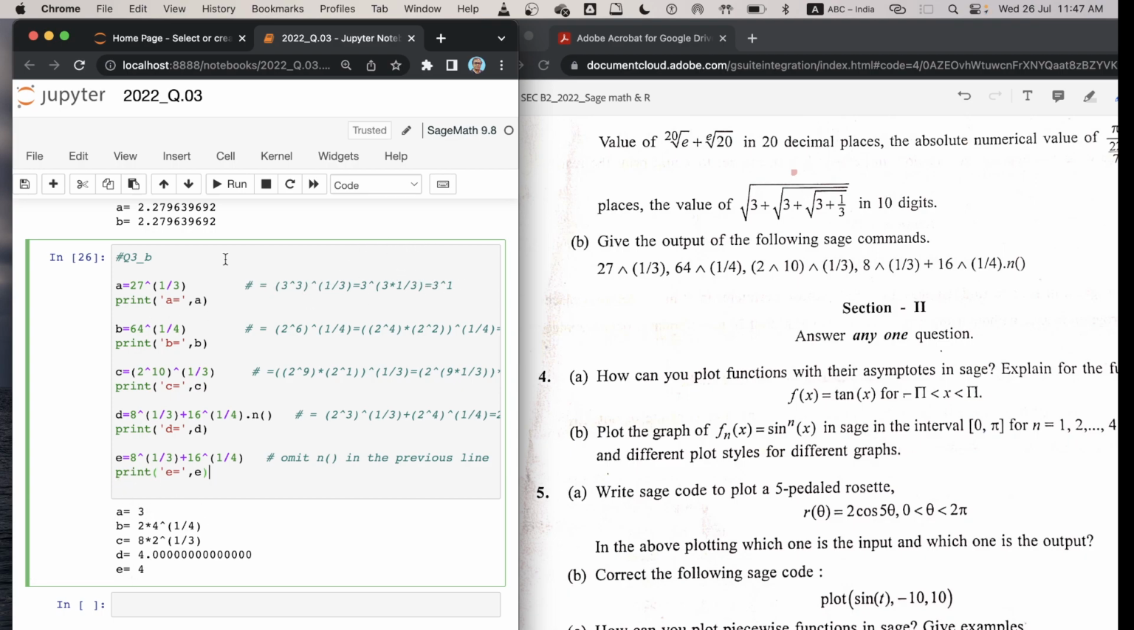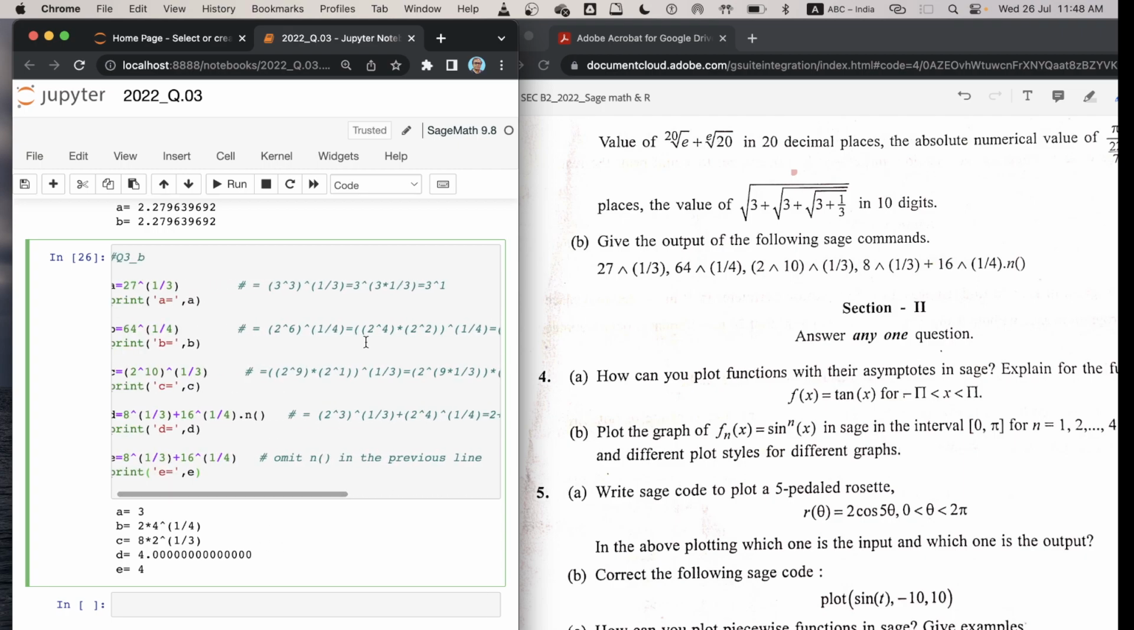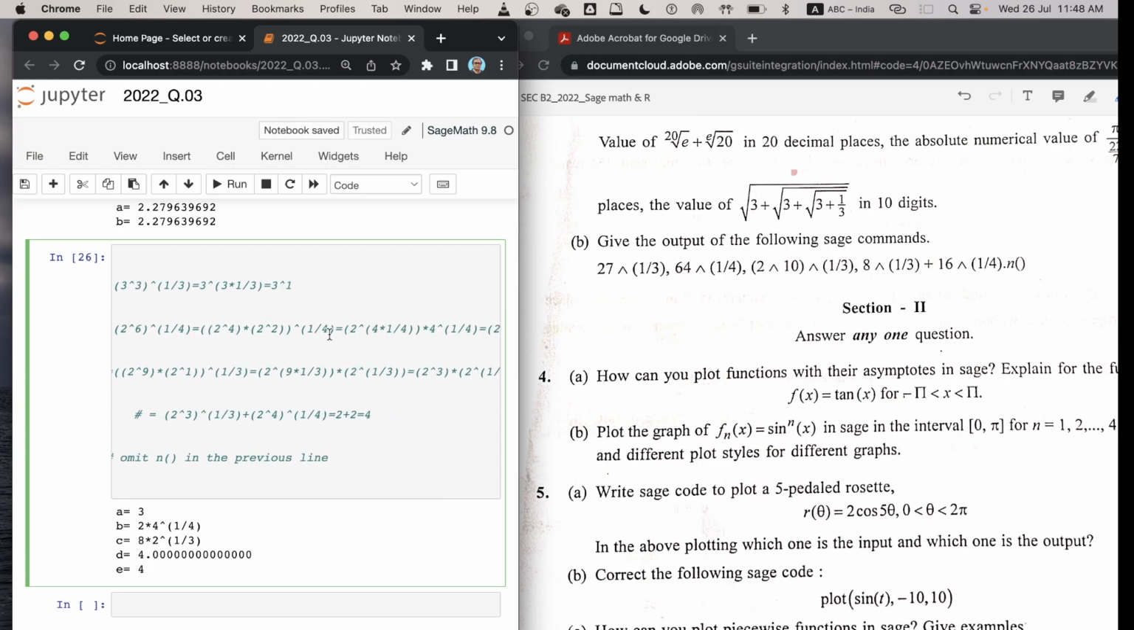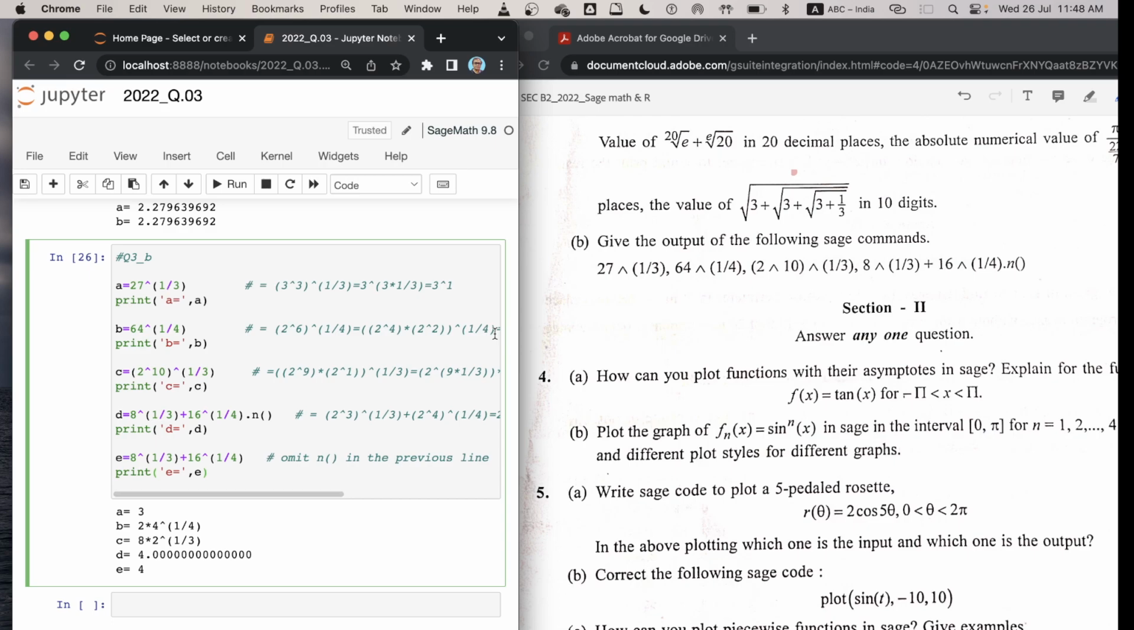Explanation is here. And b equals 64 to the power 1 by 4. The answer is b, this: 2 into 4 to the power 1 by 4. Explanation for this: 64 is 2 to the power 6, to the power 1 by 4. That is 2 to the power 4 into 2 to the power 2, whole to the power 1 by 4. That is 2 to the power 4 into 1 by 4 plus 4 to the power 1 by 4. So this is equal to 2 to the power 1 star 4 to the power 1 by 4.